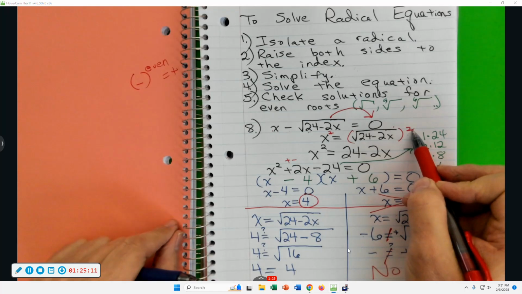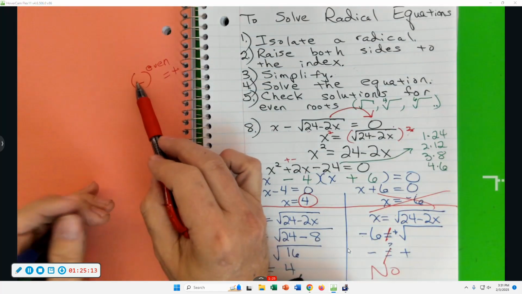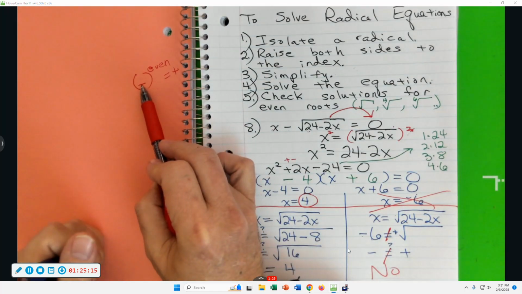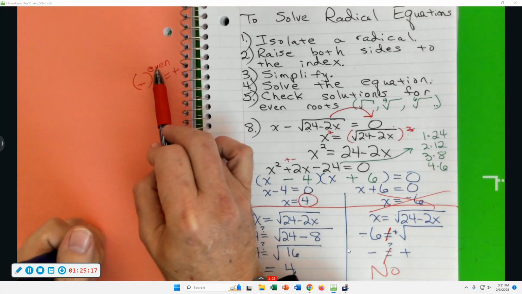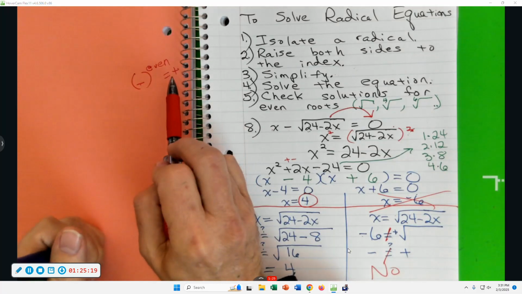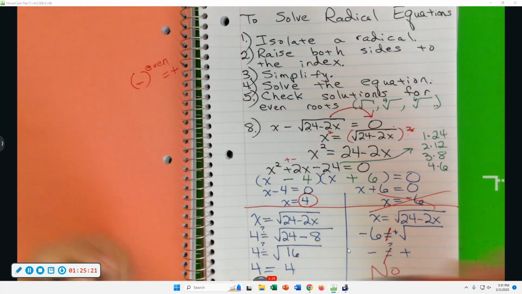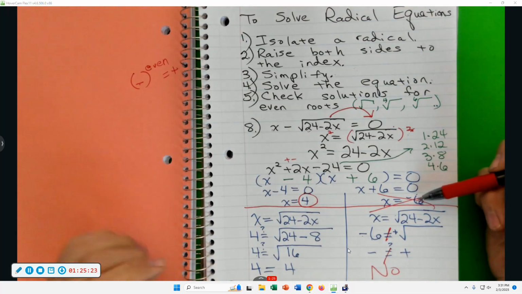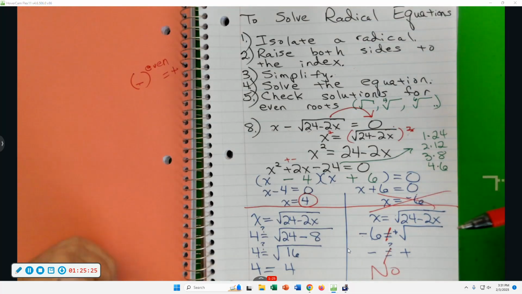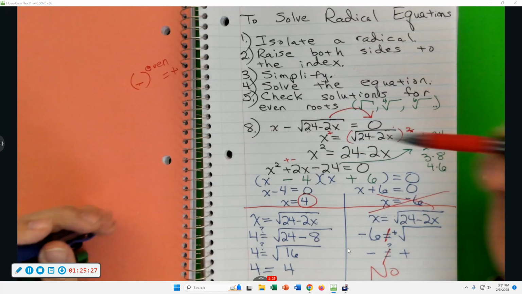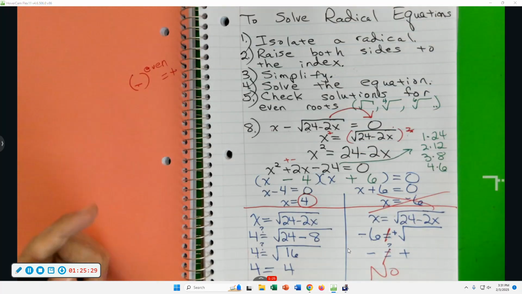And why do you have to check it? Because you may have taken a negative number, raised it to that even power, and accidentally got an incorrect positive result. That -6, we shouldn't have even gotten that, but it was a result of the way we changed some negatives to positives. Any questions there?